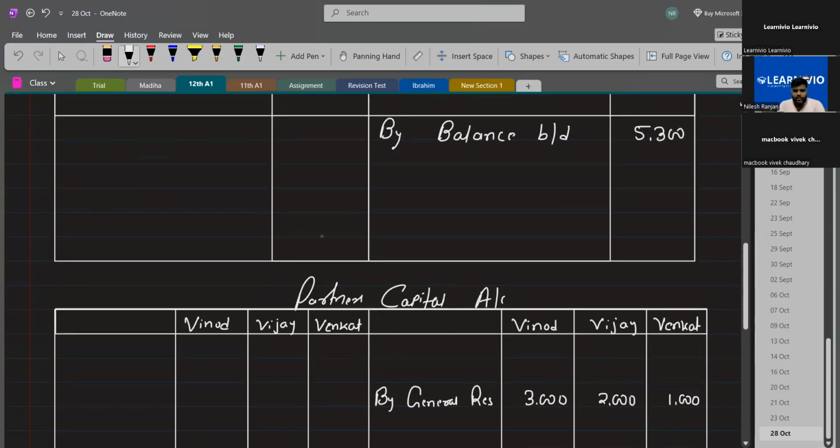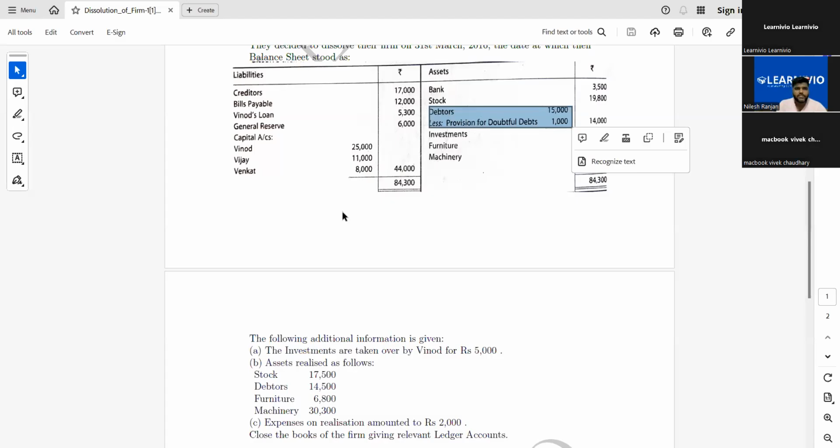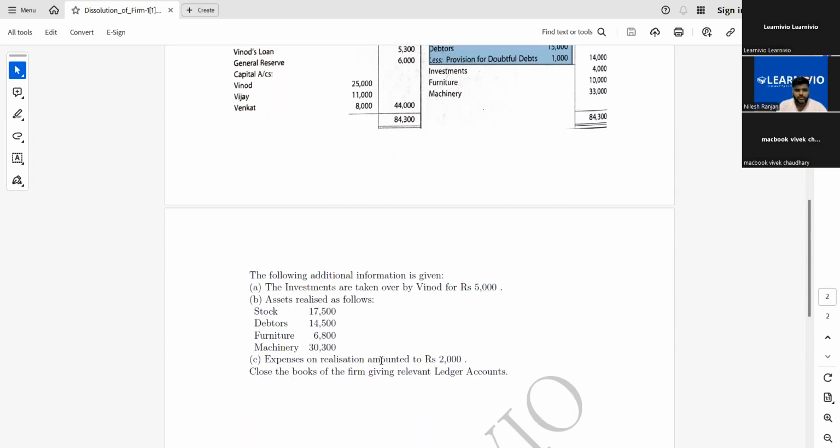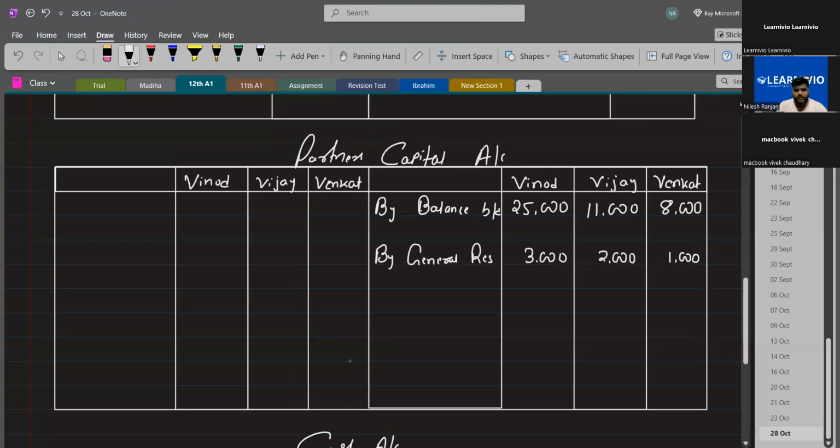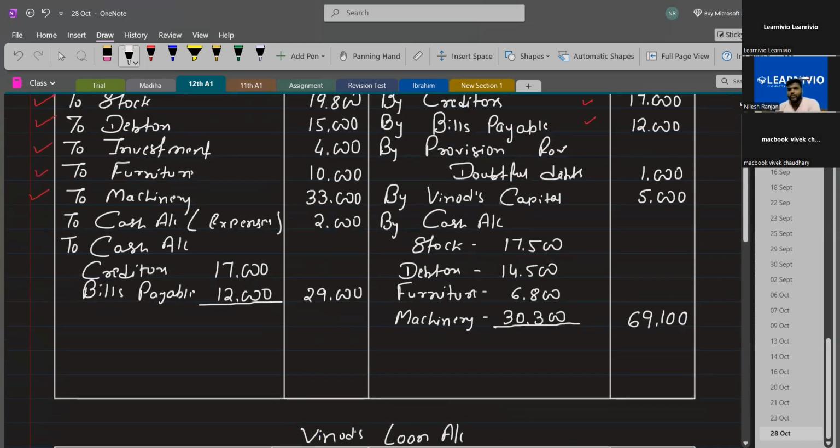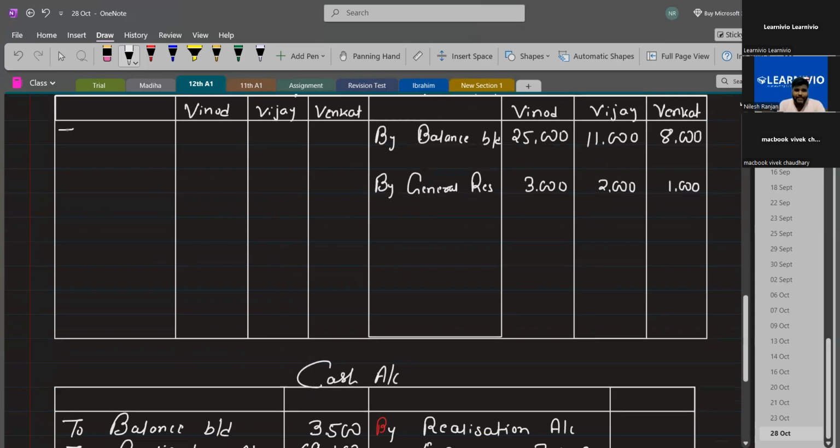Okay. The capital account balance we have not written here. By balance, the capital account balance 25,000, 11,000, and 8,000. After this, there is one item related to Binod's capital, 5,000, on the credit of realization. So it will be transferred to the debit of partners' capital in Binod's account, because Binod has taken the assets. That's why this 5,000 will be deducted from his capital. It is debited here, 5,000. Okay. So these are the items that we have to write here.